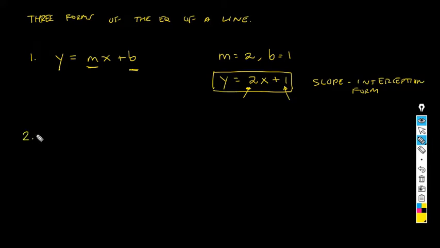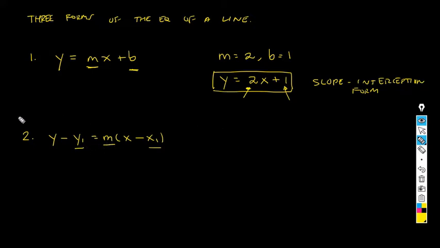The second form of the equation will be this. When we have a point and the slope of a line. So if we know a point and we know the slope, we can write this equation. Okay, where again m is the slope of the line, and these two numbers x1 and y1 are the coordinates of a point that we know belongs to such line.